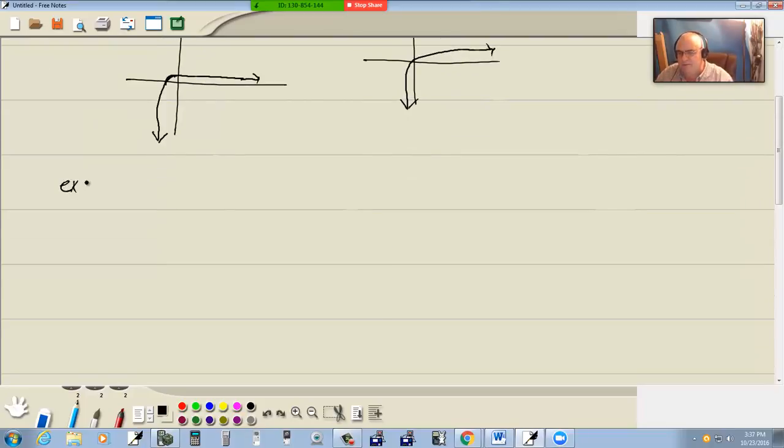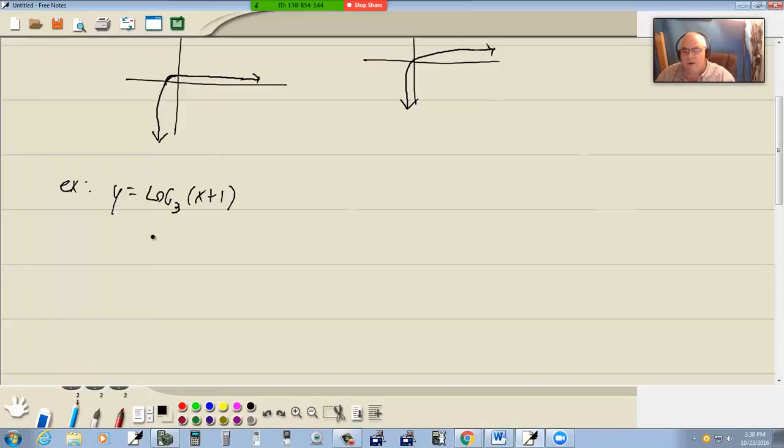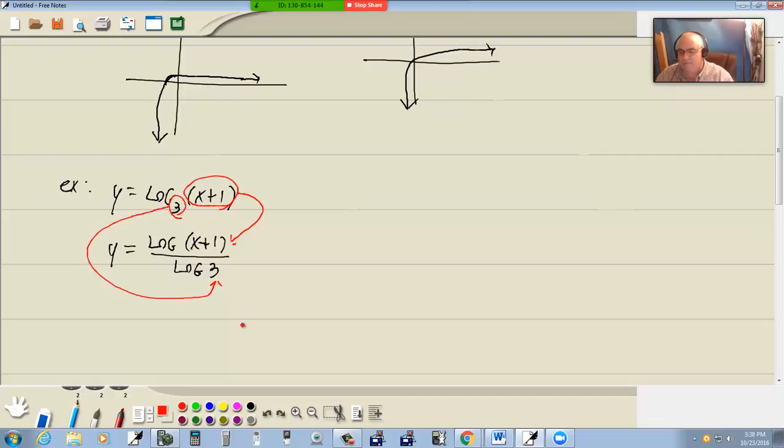But if you have a different base, we have y is equal to log base 3 of x plus 1. Now I cover it here, but this is actually right down here. Apply the change of base formula. So we're going to rewrite this using change of base as log of x plus 1 over log 3. Pretty straightforward how it works. Whatever follows your log goes up on top. Whatever your base is goes down below.